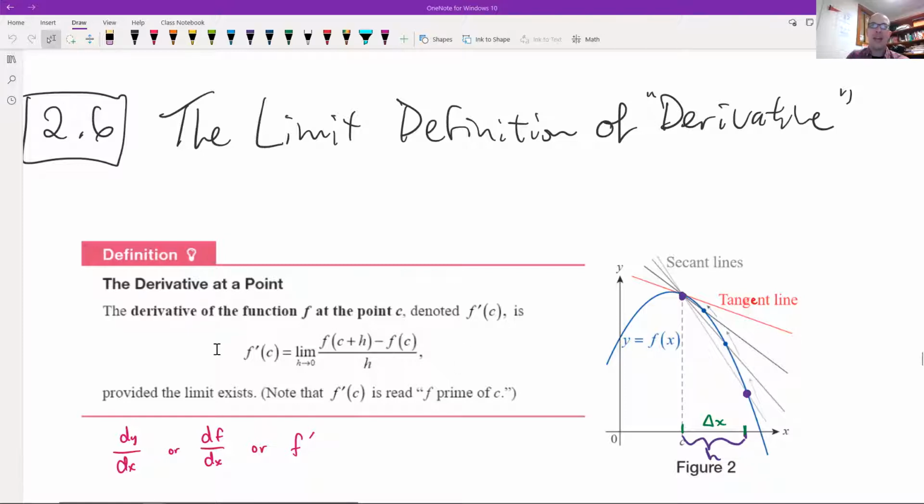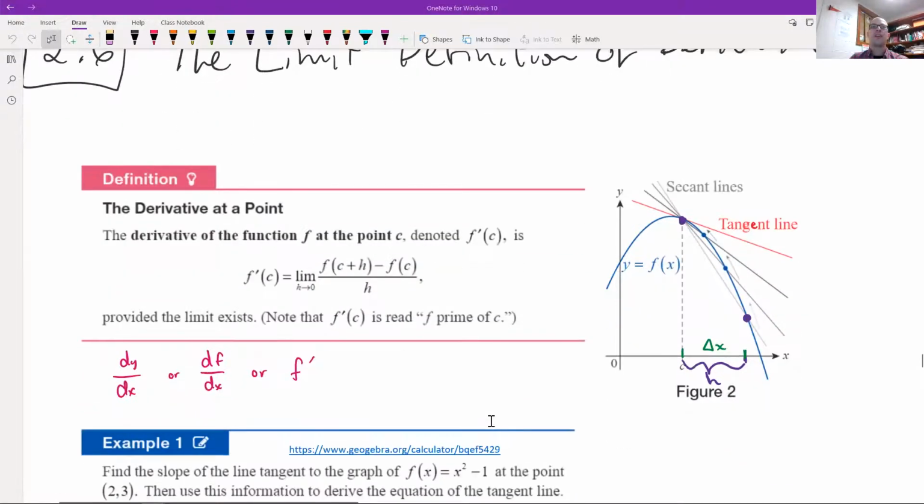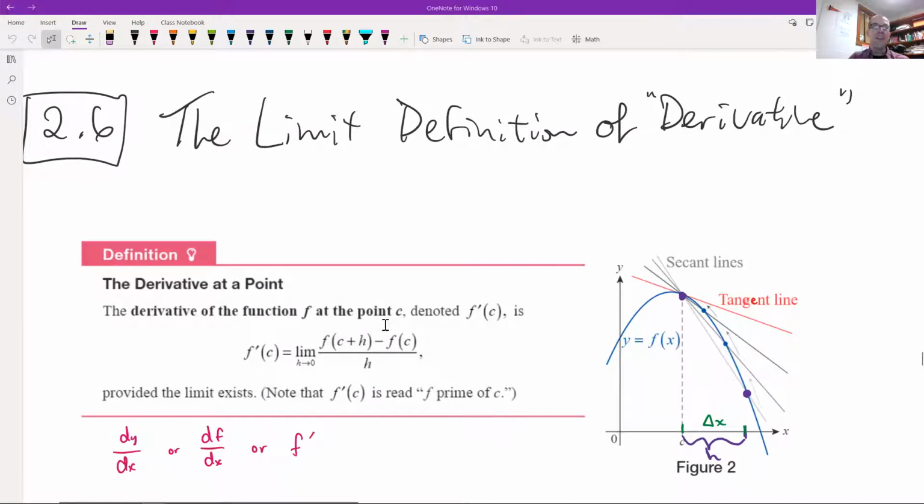So the idea here is that we have a difference quotient. And again, this is rise over run. We've got y values over x values. And h in itself is kind of the difference between two x values, because it's the distance between two things. So we're now giving this a name. It's called the derivative.